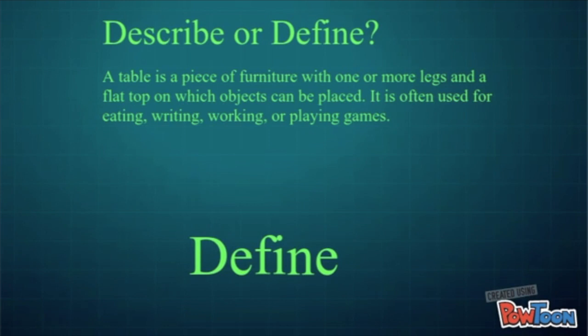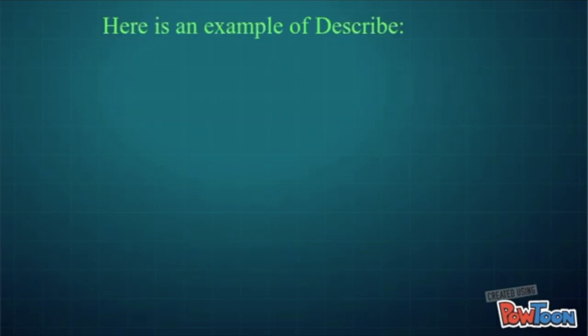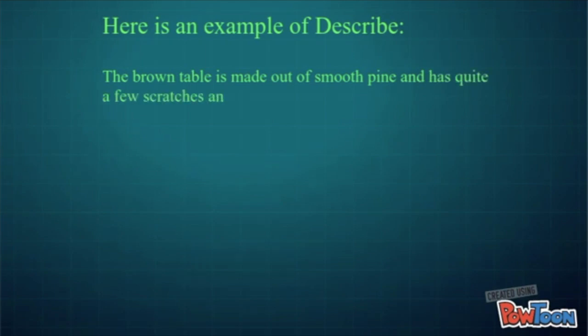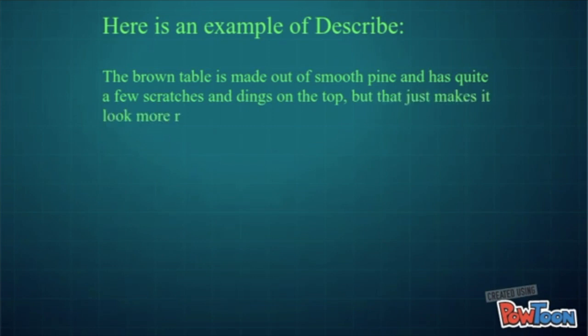If you said define, you would be correct. That was literally the dictionary definition for what a table is. The brown table is made out of smooth pine and has quite a few scratches and dings on the top. But that just makes it look more rustic. It's often covered with delicious food. In this example, I am literally describing what I see and what the table physically looks like, not what a table is or what a table does.